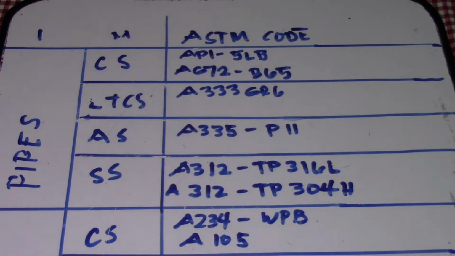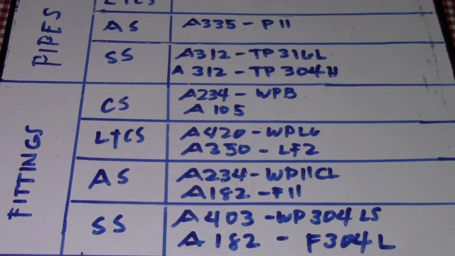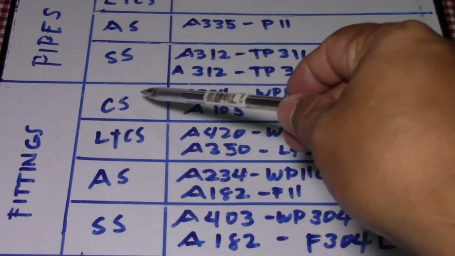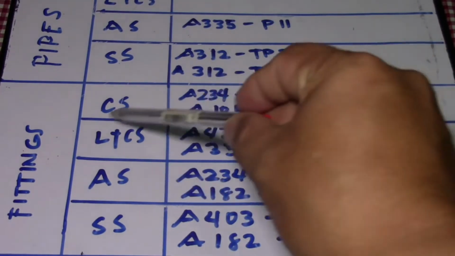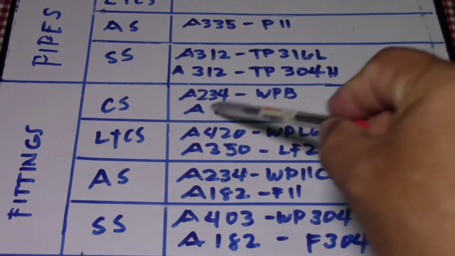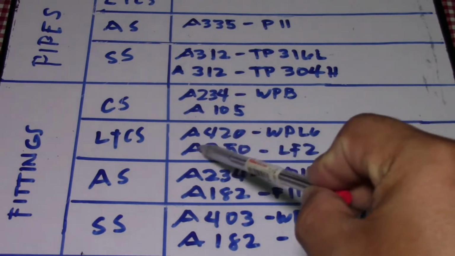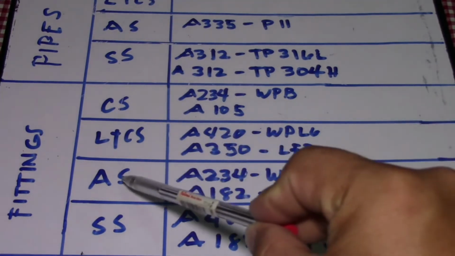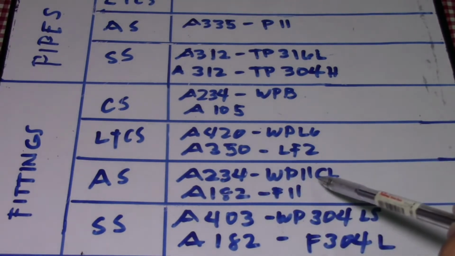So this is our fittings. From the fittings, we have the same items as the pipes: carbon steel, LTCS, and AS, and also SS. From the ASTM codes for the fittings, we have A234 WPB and A105 for carbon steel. For low temp carbon steel, we have A420 WPL6 and A350 LF2. For alloy steel, A234 WP11 CL, and also A182 F11.